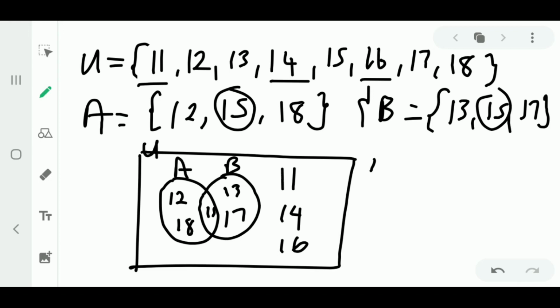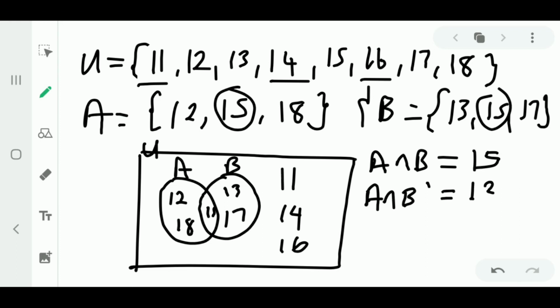So if you want A intersect B, it would be 15. If you want A only, it would be 12, 18. You want B only, it would be 13 and 17.